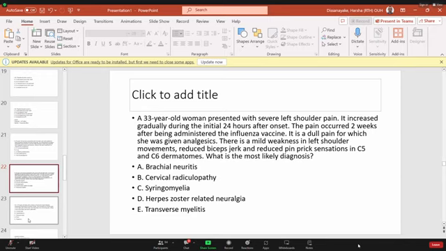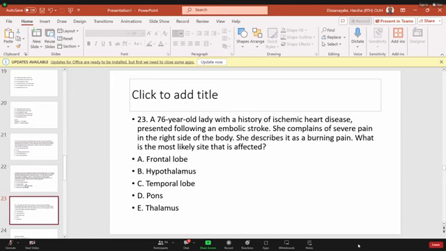Herpes zoster related neuralgia, theoretically possible, but in the absence of a rash, and in this context, it's unlikely. Transverse myelitis can present with a sensory level and lower limb weakness. Okay, fine. That's fairly easy. Any questions? No questions.